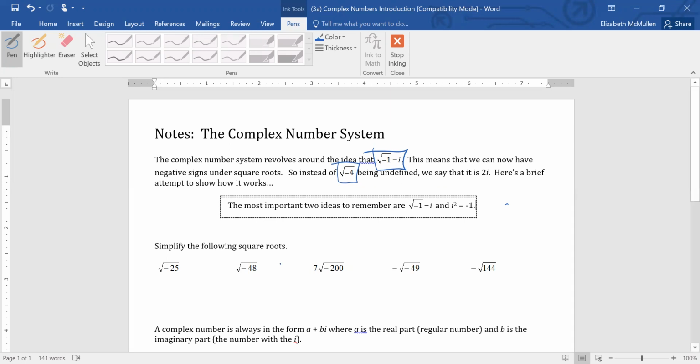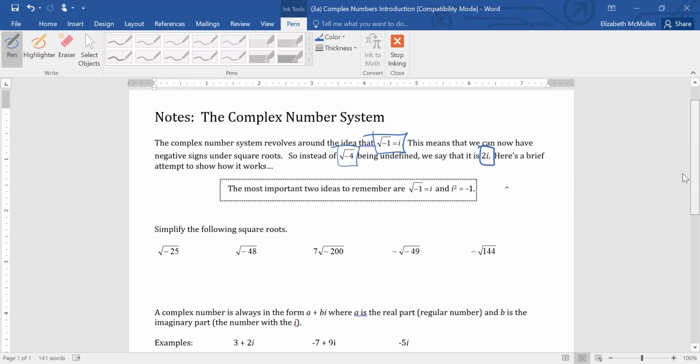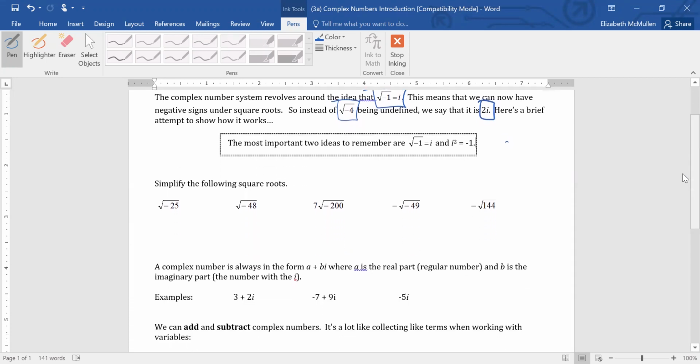So the square root of -4, we would say, is 2i. Let's take a look at some examples so we can get a feel of how this works. I have the square root of -25. This is the same as saying the square root of -1 times the square root of 25. The square root of 25 we know is 5, and we just learned that the square root of -1 is i. So this is 5i.